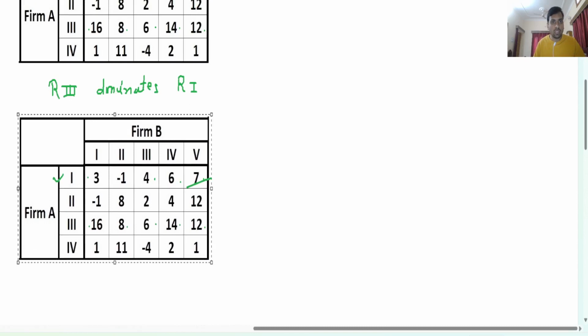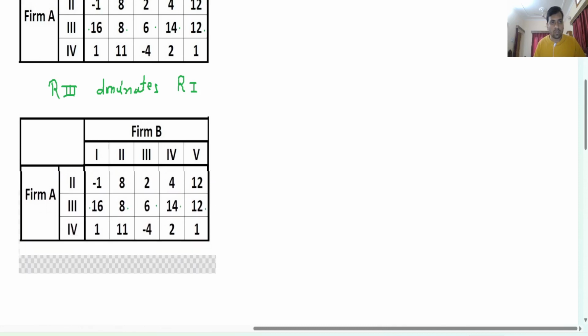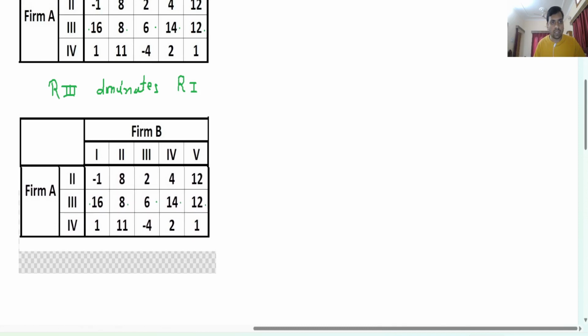Hence the reduced payoff matrix is, we will remove this first row. Now the remaining elements, rows and columns are these. Now again we will try either row or column. You can apply from column, you can apply from rows, or you can apply row and column again and again. So now I am trying to eliminate one row once again.